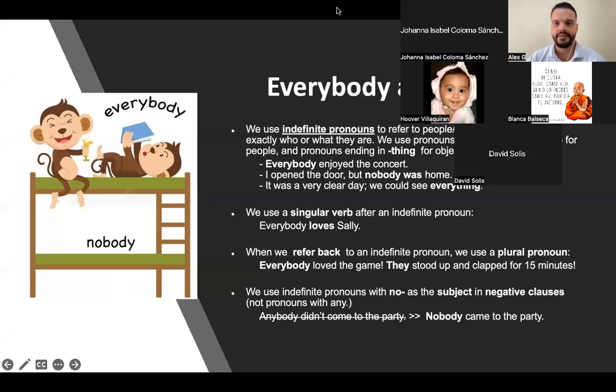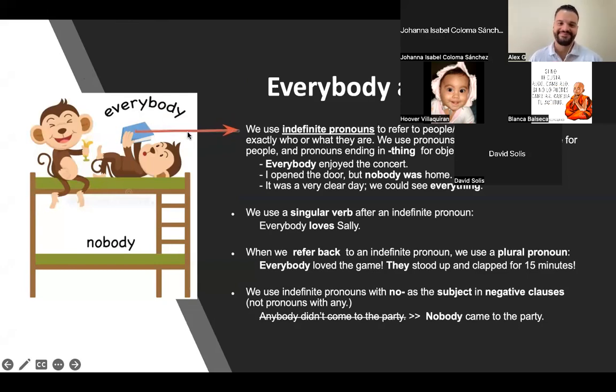Here we have the next activity or the next topic. The next topic is everybody and no one. I believe that's what it says. It says everybody and nobody. Let's begin by reading the introduction here. Let's begin with Blanca. Blanca, can you please read this here?